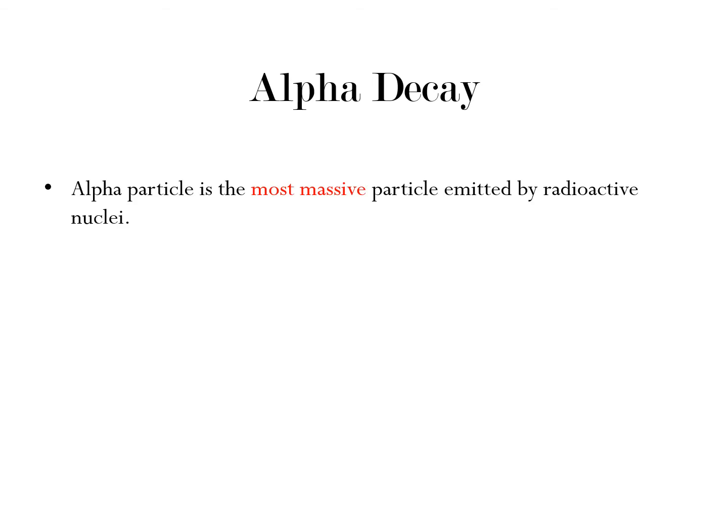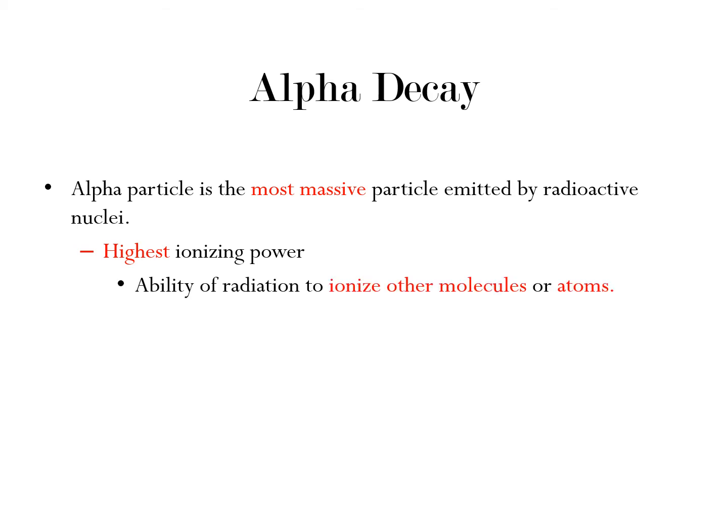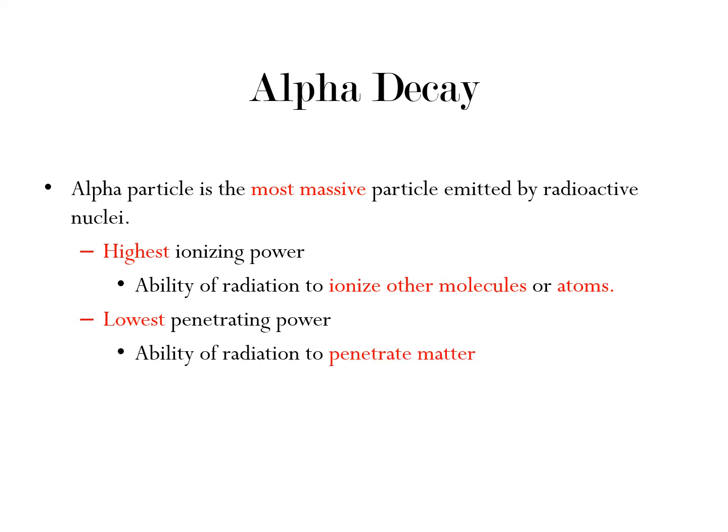For your information, alpha particle is the most massive particle emitted by radioactive nuclei. So it has highest ionizing power. So what does it mean by ionizing power? Ionizing power is the ability of radiation to ionize other molecules or atoms. And it also has the lowest penetrating power. So penetrating power is the ability of radiation to penetrate matter.